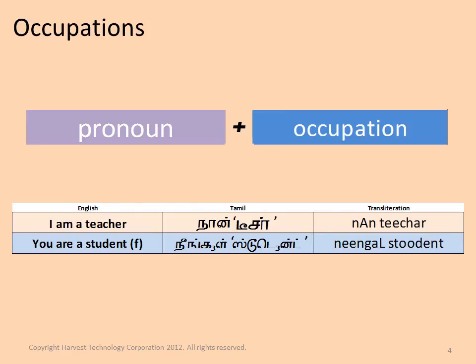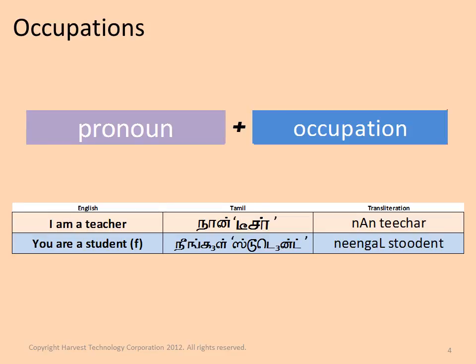Occupation. So this follows a similar format. It's just pronoun plus the occupation without any sort of verb to be. So in English you say I am a teacher. In Thummer you just say I teacher. So nan teacher. In the next lesson we'll learn the vocabulary words for all this.